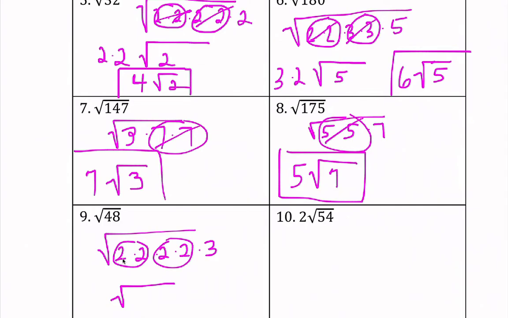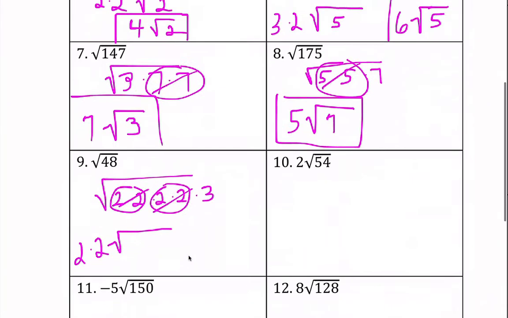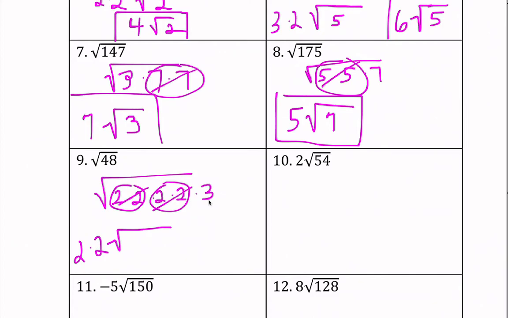Okay, so I know that this 2 can escape while this 2 is sacrificed. This 2 can escape while this 2 is sacrificed. Don't forget you have to put a times sign between those guys out front. And this 3 is stuck in the prison.